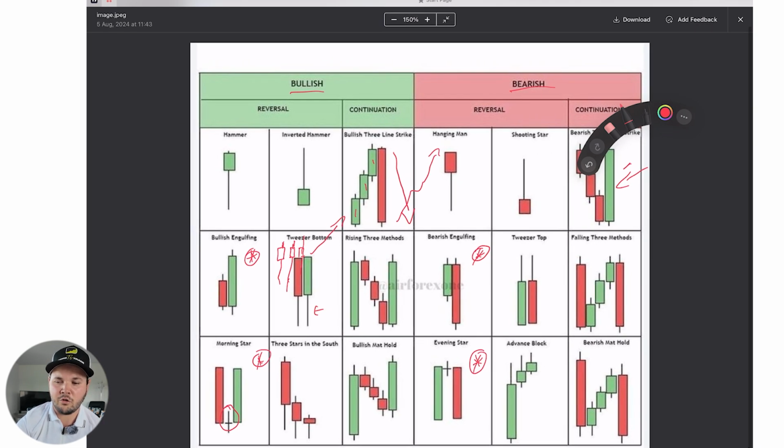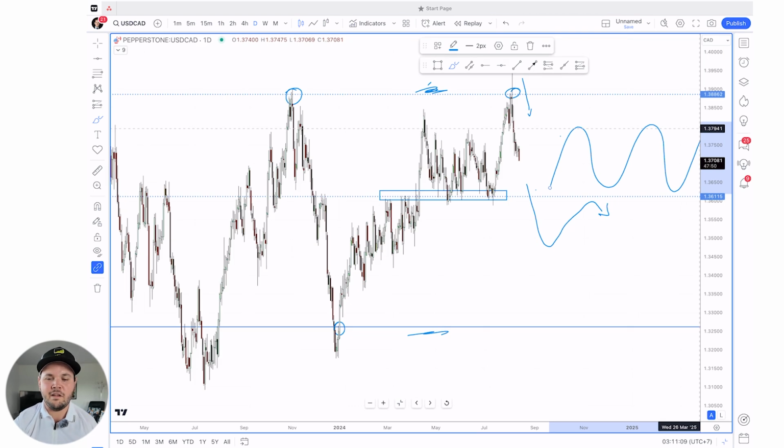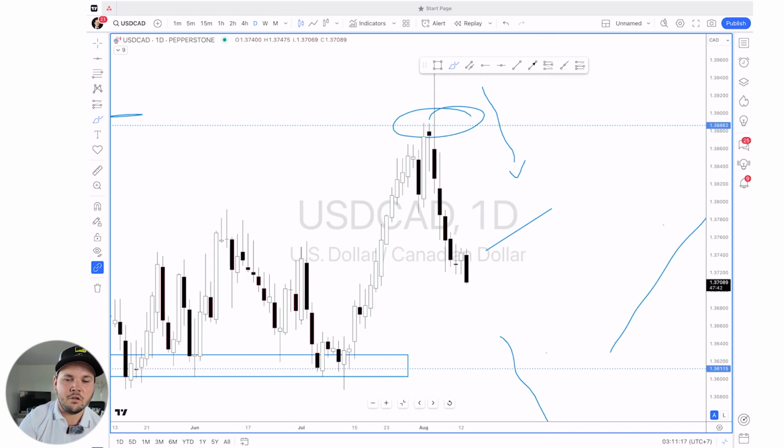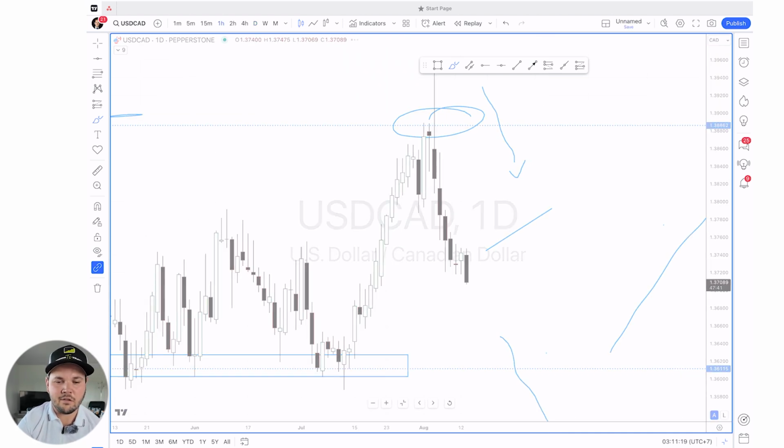So let's go back to our chart here and see if we can spot anything when this happens. We are looking for price to hit a level, in this case the resistance area. I'm going to go on the 1 hour chart for this.